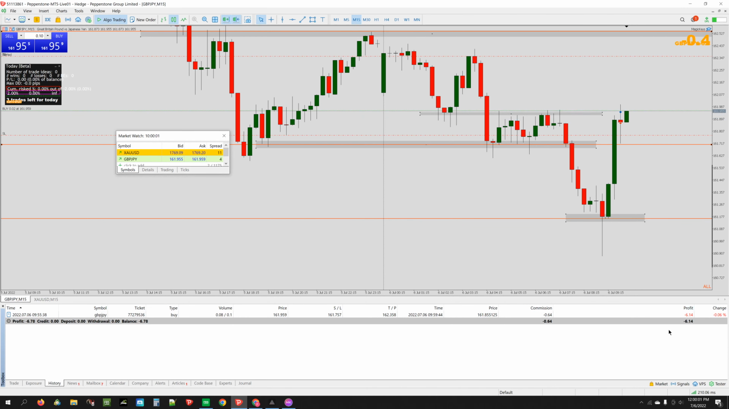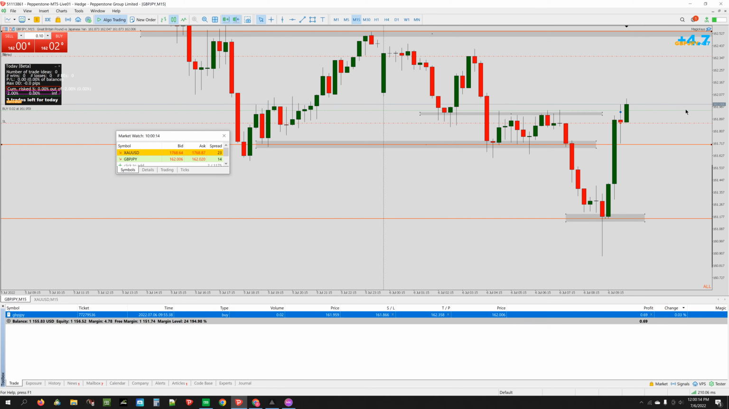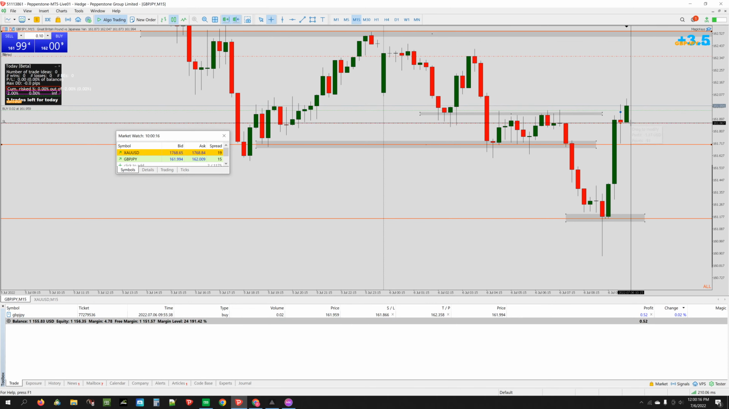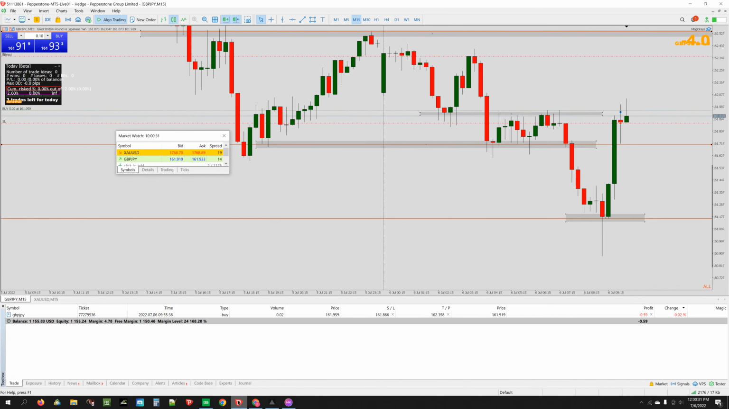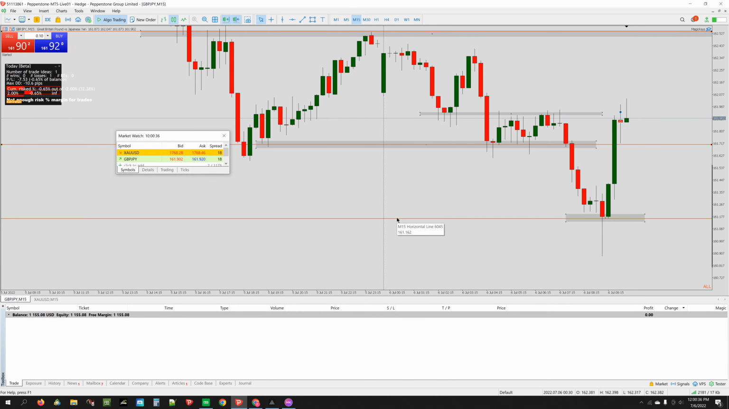So my initial risk was around 14 US dollars. I have closed most of my position at a 6 US dollar loss, and I have placed my stop loss below this candle low. If it goes against me, it goes against me, and that's it. At this point I am closing everything on my demo account, and it does make sense to close everything.